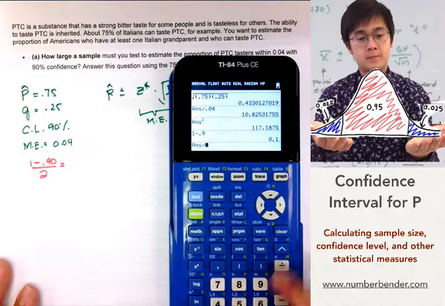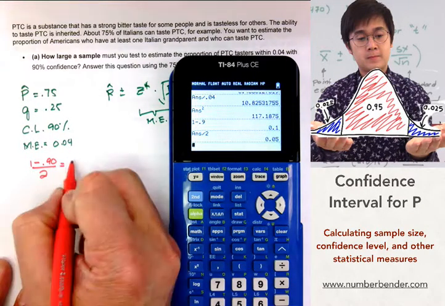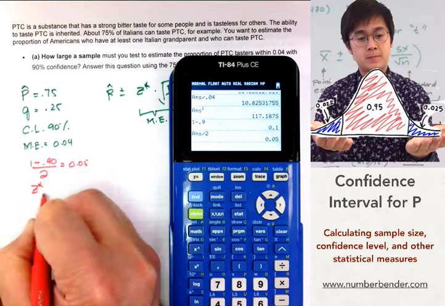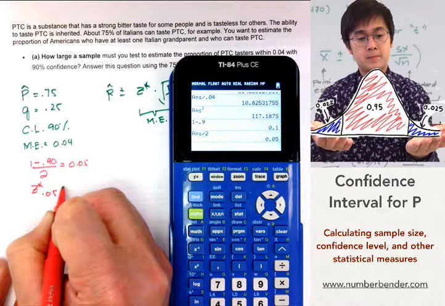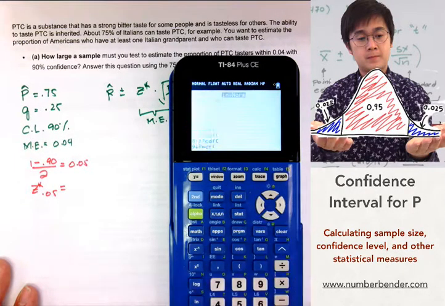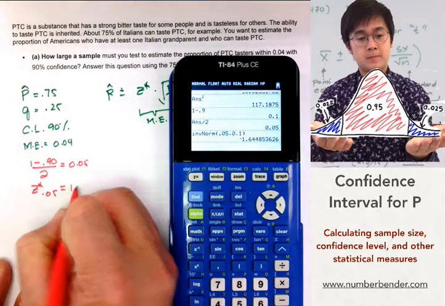0.05. So, our Z star at 0.05 level, using our calculator, will be 1.644. So, that's the value we will use here.